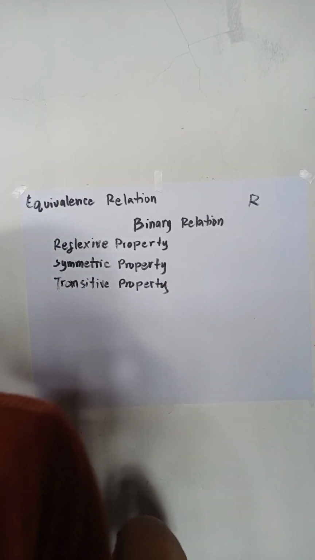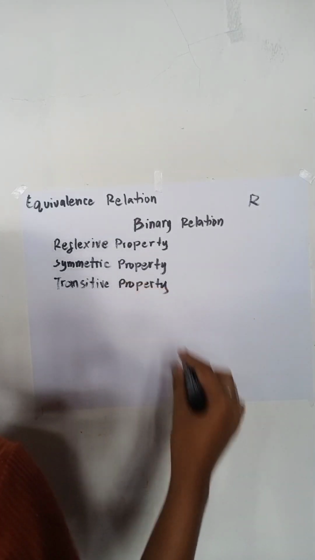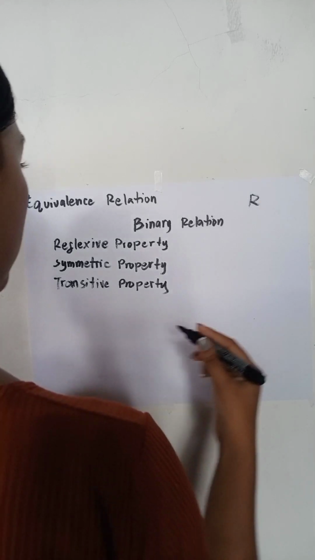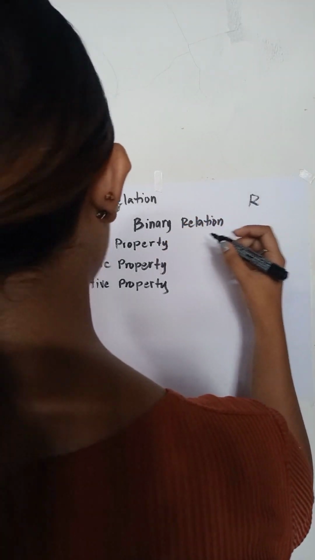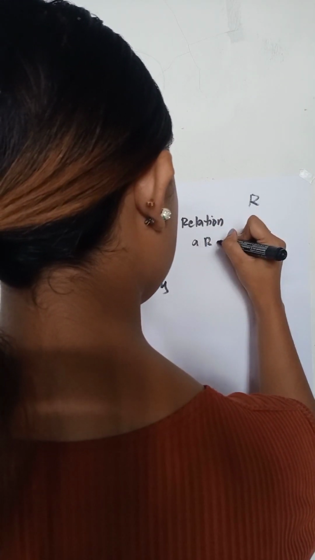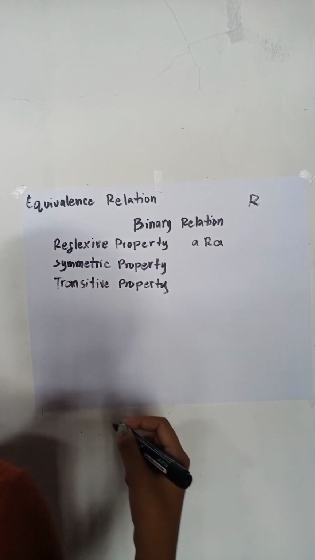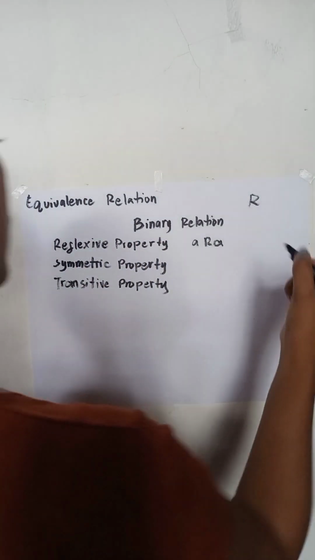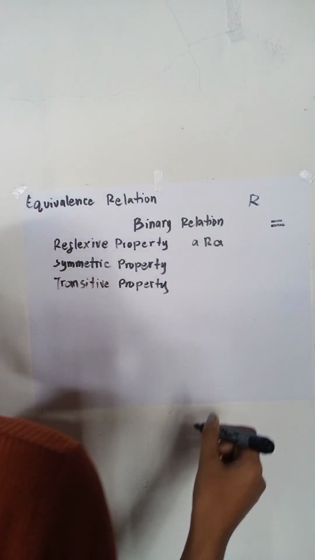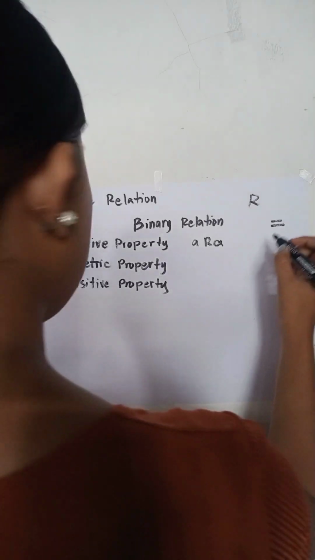So we will call our generic relation R. Our R is a reflexive relation if every object under consideration relates to itself. So the reflexive property is a relation on A. For example, equal. So, equal is an equivalence relation.